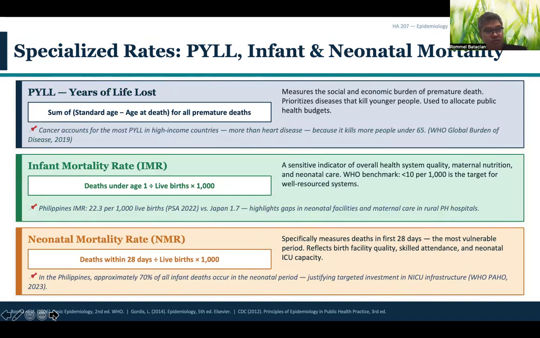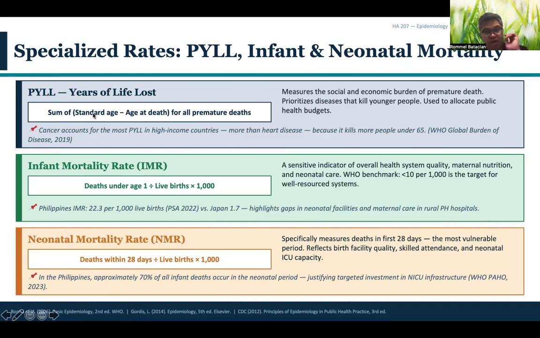Okay, let's discuss three more specialized but also very important measures. The first is person or potential years of life lost. This one measures the social and economic burden of premature death. It prioritizes diseases that kill younger people, so it is used to allocate public health budget.